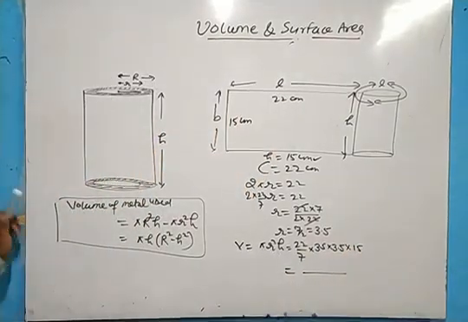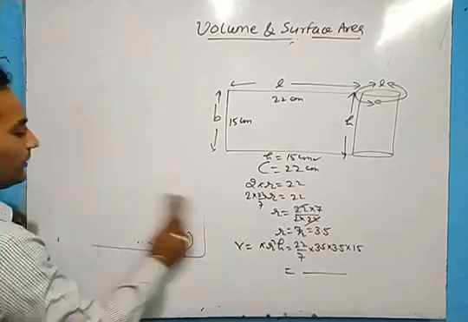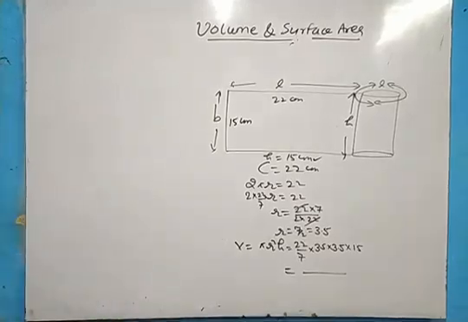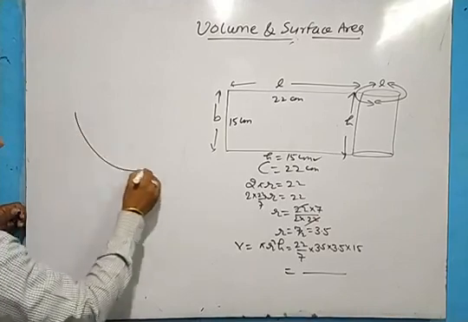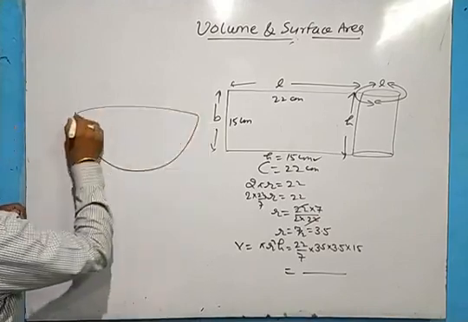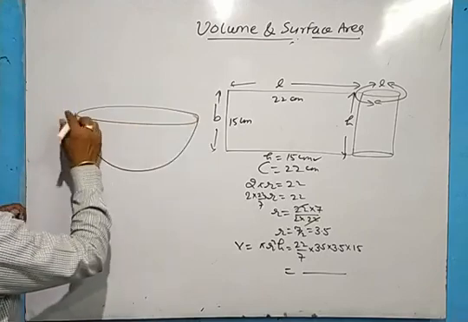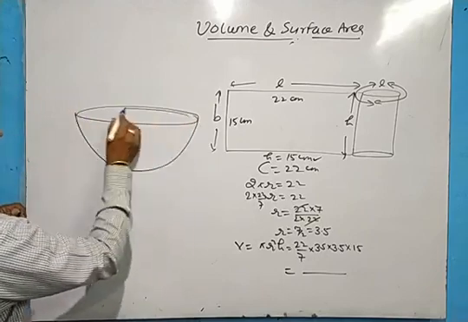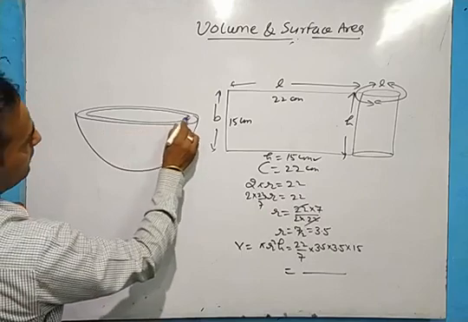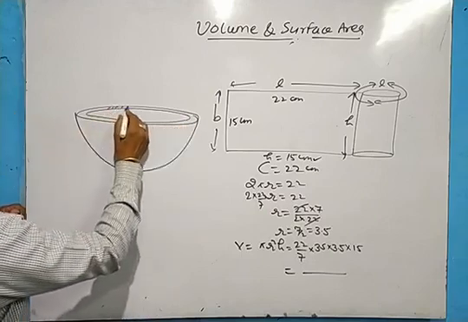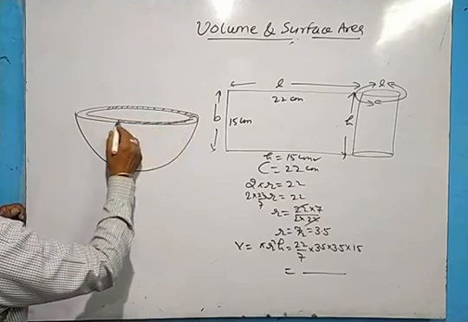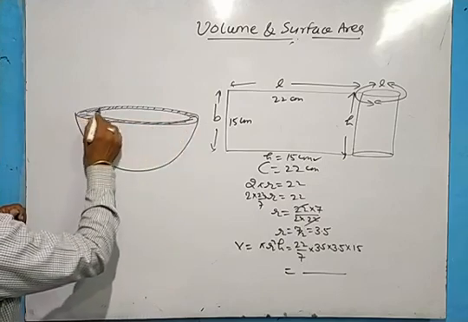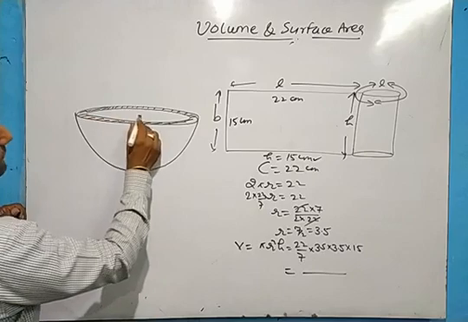Now, in case of a hemisphere also you will get questions like that. A hemispherical bowl is there, and if a bowl is there, metal will be used, so the metal's breadth will also be there. Just like we did in the cylinder, we will get questions in the hemisphere also.